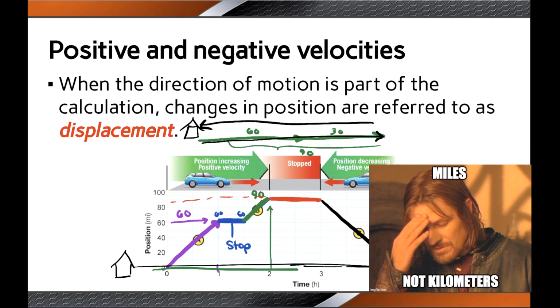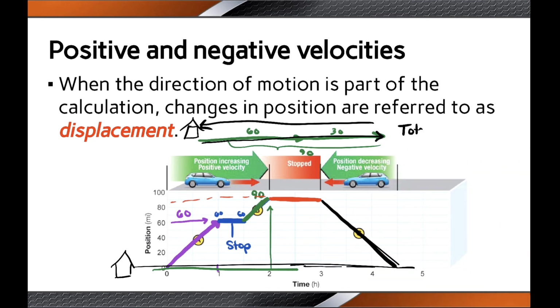So I have two questions. One, what's the total distance that this car will have traveled? Well, it went 90 this way and then 90 back. So that means that the car has traveled 180 miles in total. But what is the displacement of the car? They started at the garage, they ended at the garage, so the displacement would be 0 miles. They are at the same starting point.